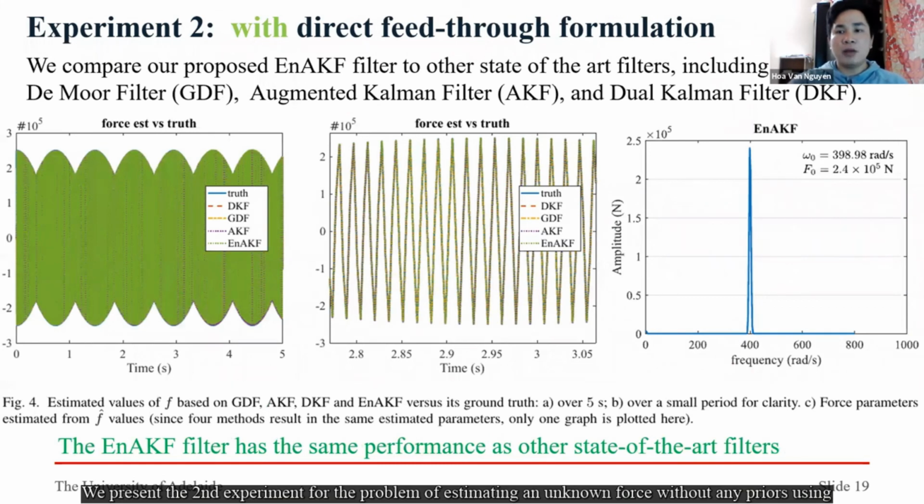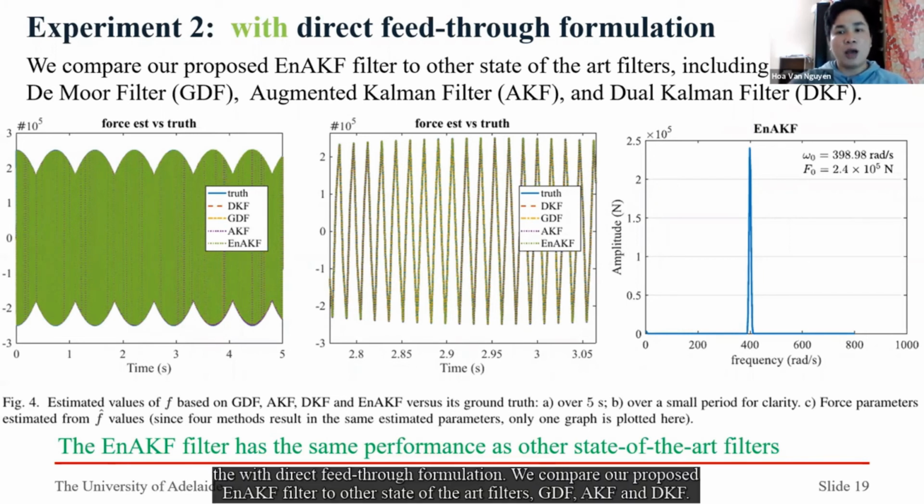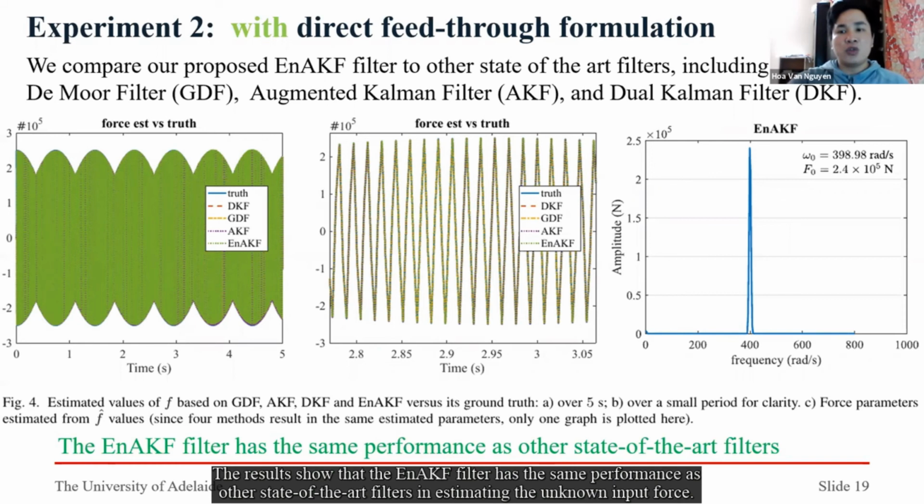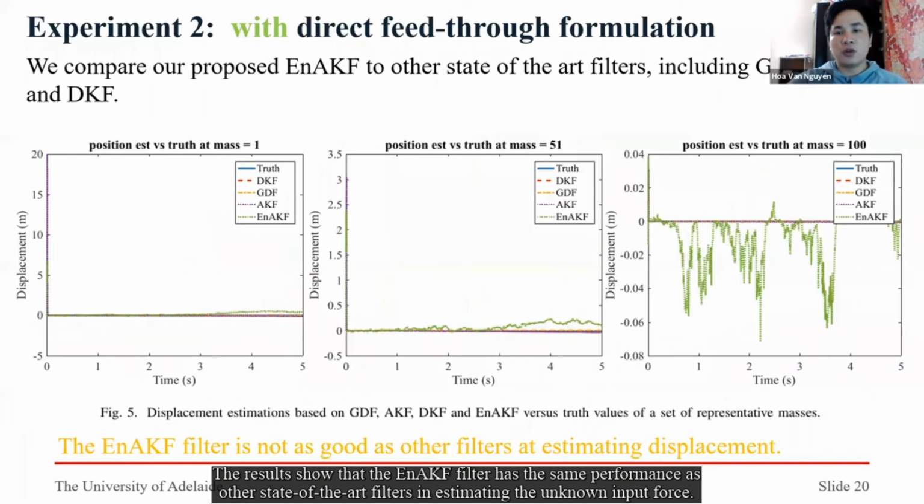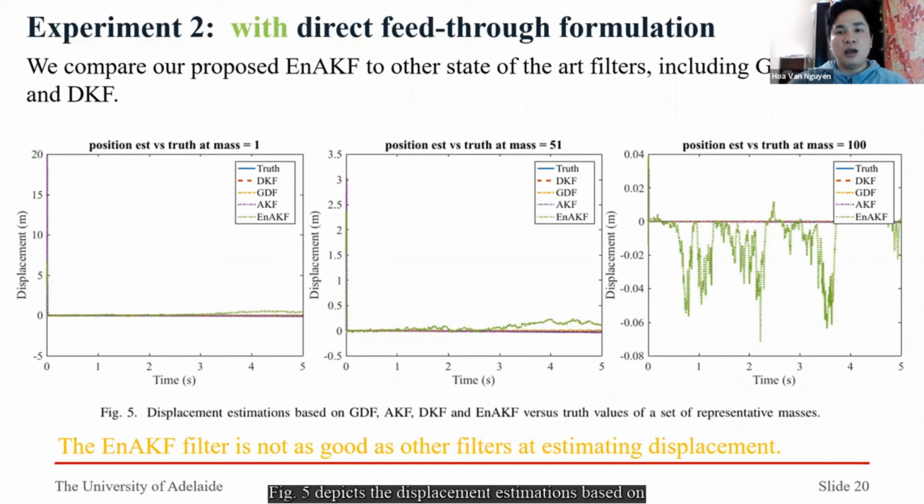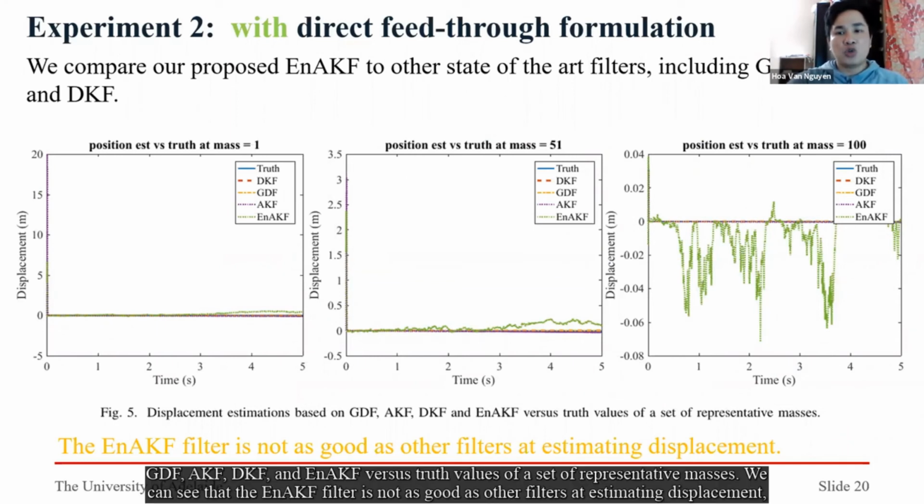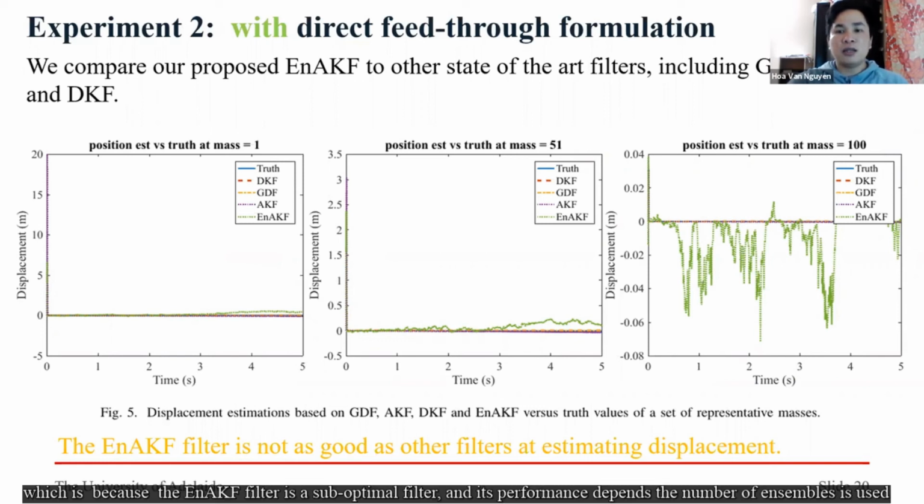We present a second experiment for the problem of estimating an unknown force without any priors using the direct feedthrough formulation. We compare our proposed ENAKF filter to other state-of-the-art filters, including ZDF, AKF, and DKF. The results show that the ENAKF filter had the same performance as other state-of-the-art filters in estimating the unknown input force. Figure 5 depicts the displacement estimation of ZDF, AKF, DKF, and ENAKF versus true values of a set of representative masses. We can see that the ENAKF filter is not as good as other filters at estimating displacements, which is because the ENAKF filter is a suboptimal filter and its performance depends on the number of ensembles used. We can increase the number of ensembles to achieve a better estimation result, trading off computational costs.